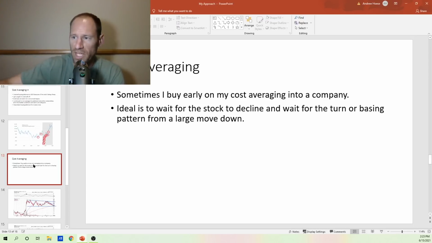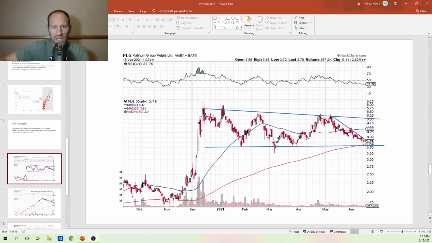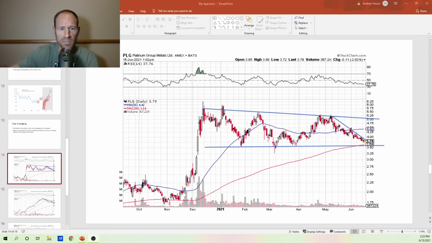Plus, it's a lot more psychologically easing to buy into strength and see your portfolio go up right after buying it. So this one here, I'm going to go over some of the platinum companies. This is PLG, Platinum Group Metals. We can see a pattern here. We are coming down to the bottom support of this. And what I would do, if it were me, is I'd wait for this trend line to break.